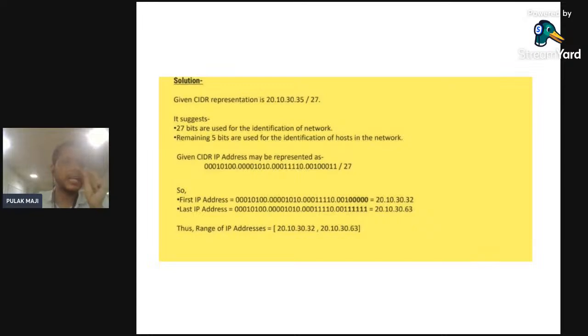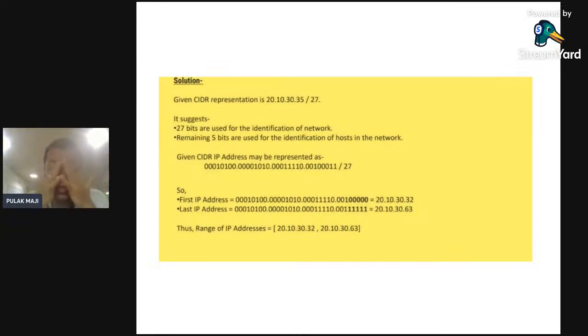One of the IP addresses is given, and they are asking to find the range. They may ask what the first IP address is, what the last IP address is, what the second IP address is, what the fourth IP address is. So in this way they can ask questions, and this is very important. Okay, now the next thing is subnetting and subnet masks.